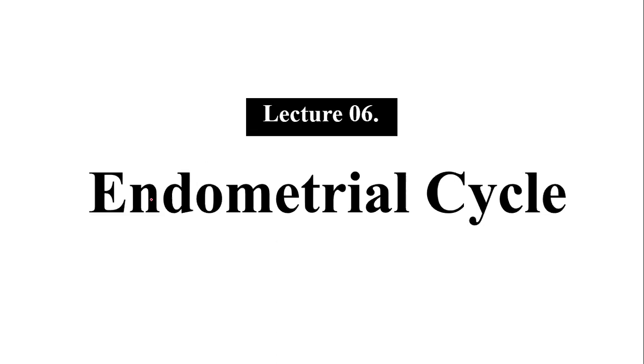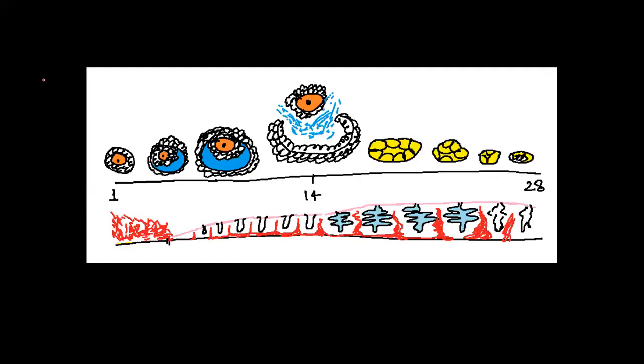In today's video lecture, we are going to talk about the endometrial cycle. So first we will discuss or revise the menstrual cycle. The menstrual cycle normally is of 28 days, and during this menstrual cycle there are changes in two organs.